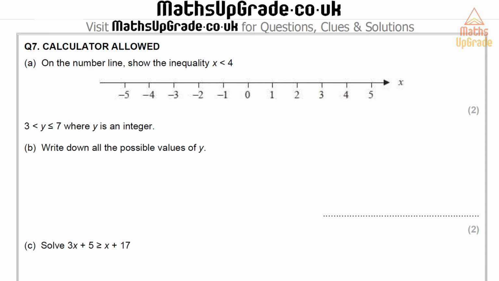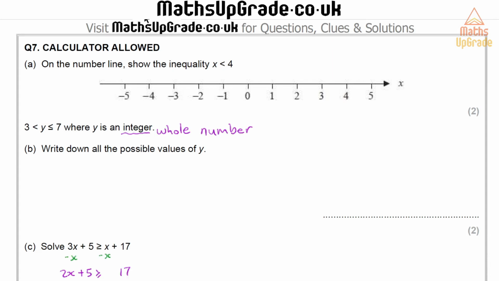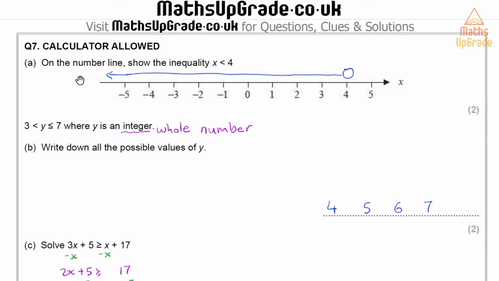Question 7. On the number line, we need to show the inequality x is less than 4. So since it's not equal to 4, it needs to be a hollow circle, and then the line needs to be extended all the way across till the very end. So it can be any one of these values and beyond.